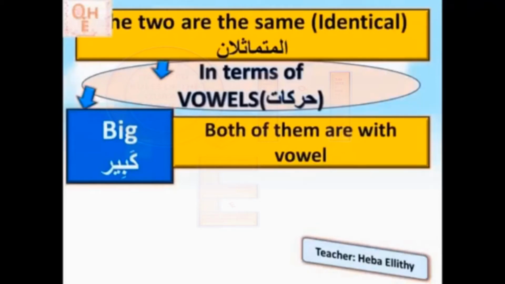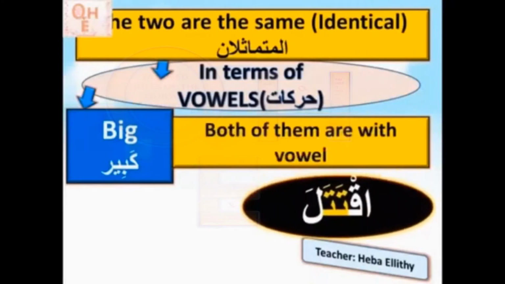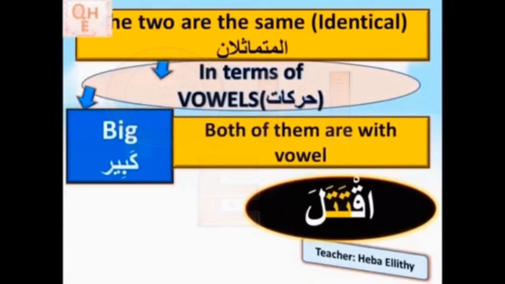Ba فتحة followed by ba ضمة, ba كسرة followed by ba كسرة, anything. Example here from the Quran, the word اقتتل. Ta فتحة followed by ta فتحة. Two identical letters, same makhraj, same صفات, which are ta and ta, both of them with حركة. إق تا تا, اقتتل.